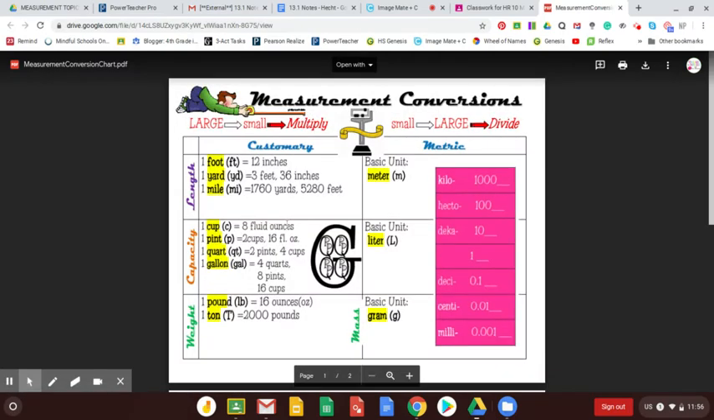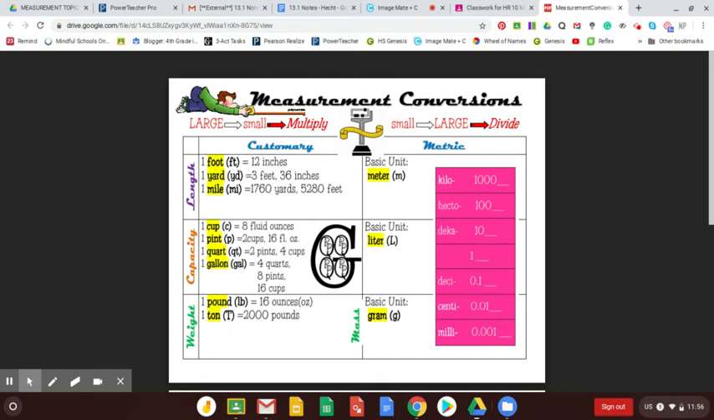I really like this chart. I printed it out for myself, and it's just really helpful. So you can see this. What I like about this one is that it gives you the reminder large to small multiply, small to large divide. And that's something that we kind of have to remember and memorize.